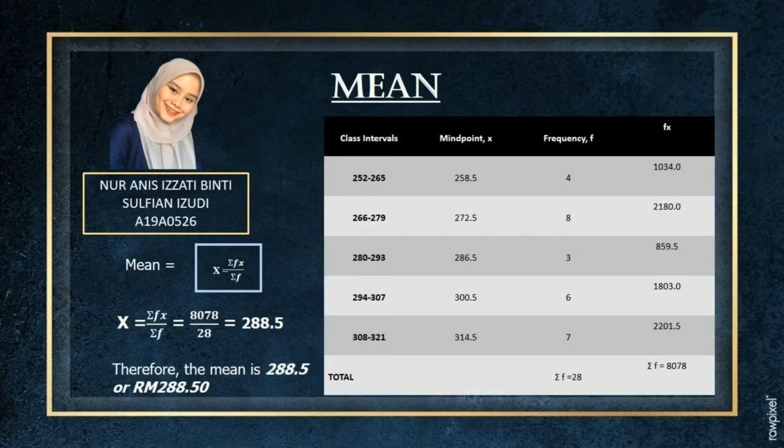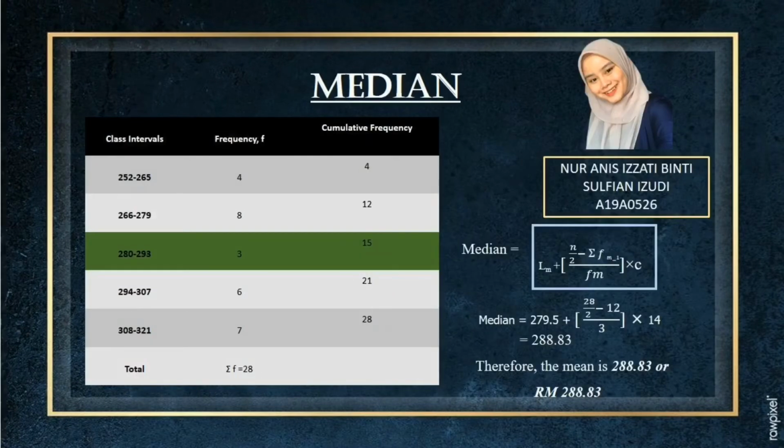After you find the fx and f, you can move to the formula. The formula of mean is total fx divided by total frequency. Here I got 8078 divided by 28. The mean is 288.5.